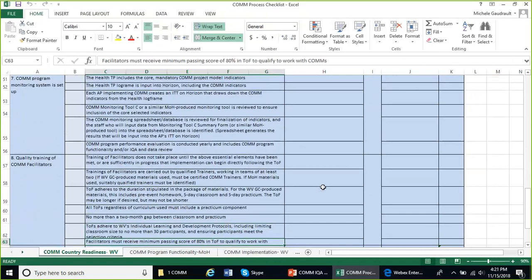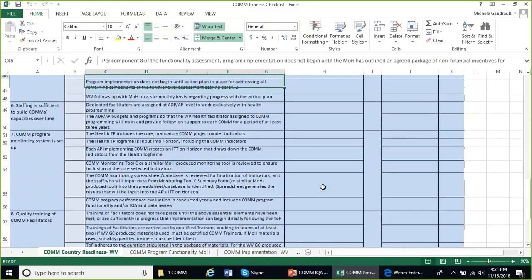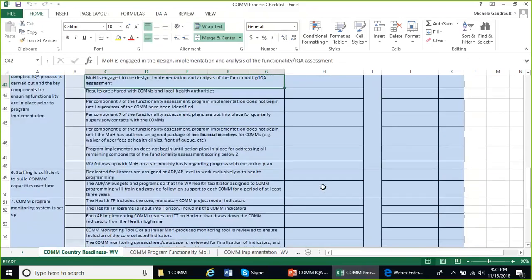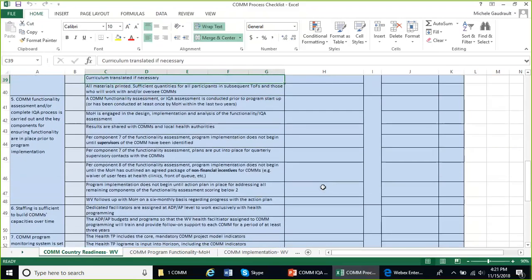So this is a bit of an overview of the country readiness processes, the steps to go through before you really get going with the COMM implementation. All right, and that is the responsibility of the National Office Health Manager.